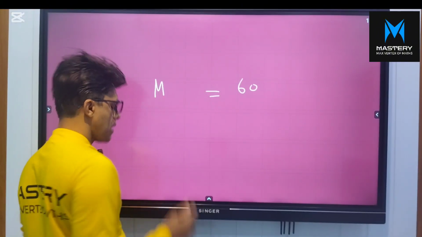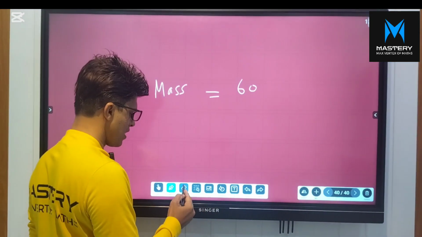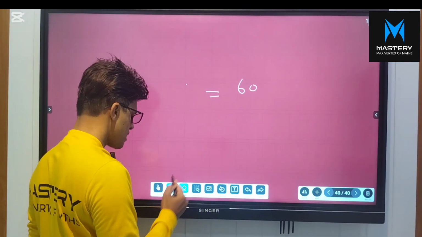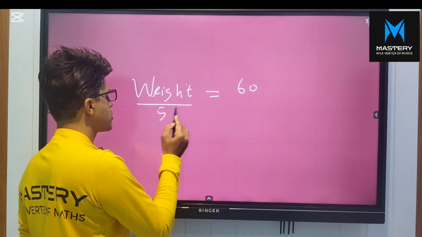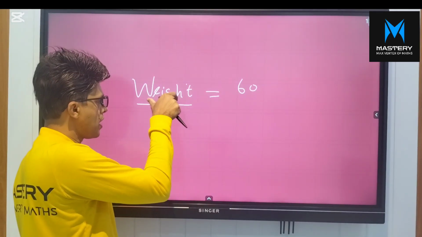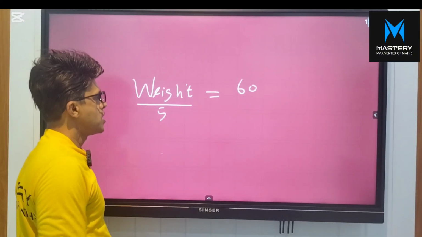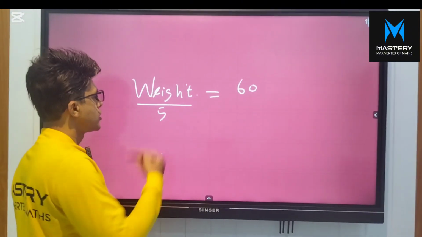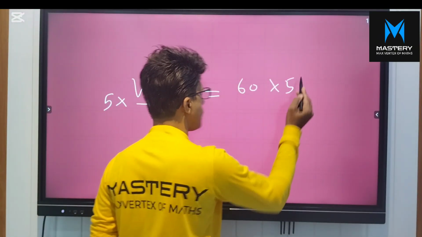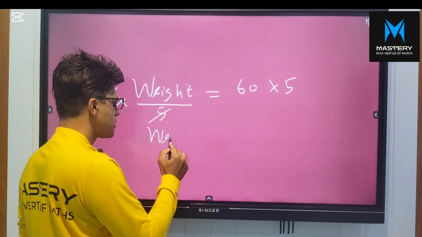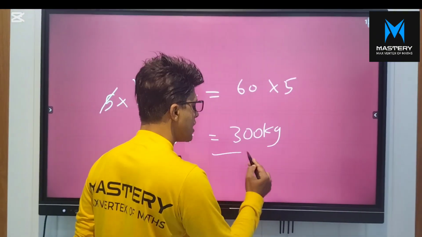Then mass of the students, or weight, we need to consider this one as weight. The weight of the students can be taken as weight over 5. Weight over 5, meaning the total weight of those students over 5, equals 60. This is the related equation. So this one is an equation. Multiply by 5 on both sides. Now this one and this one can be cancelled out. So the weight we are able to get is 60 times 5, which is 300. 300 kilograms is the weight of the mentioned 5 students.